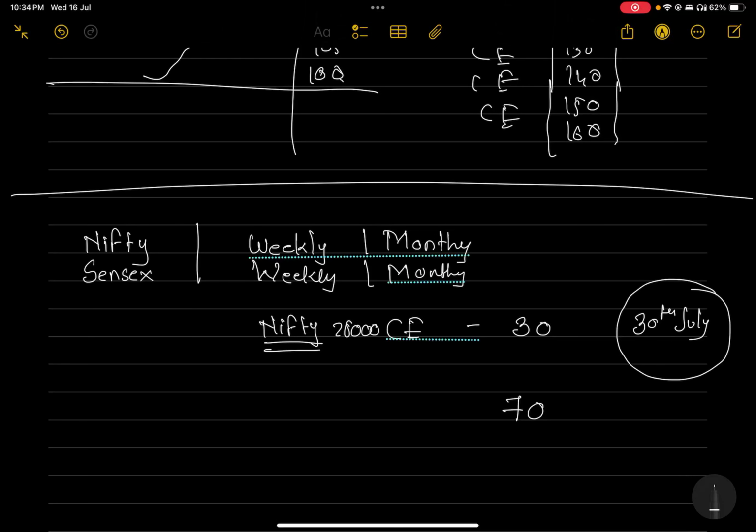Why is this contract date given? On this particular date, that contract will expire. It will become zero or it will become hero. You might have heard on Instagram or Telegram about hero-zero trades and all that, right? Everyone? Guys, has anyone come across any such abbreviations in the past?